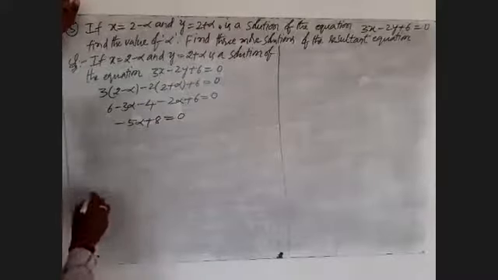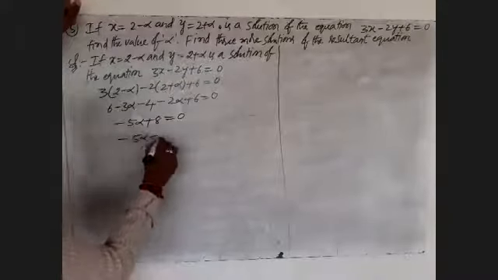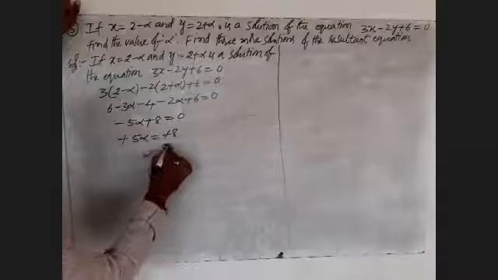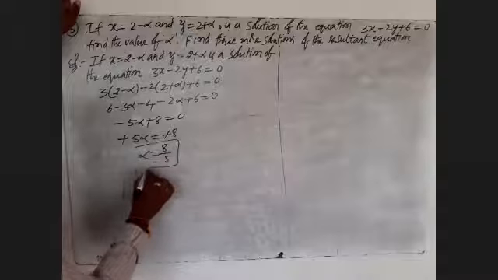That I will write, minus 5 alpha equal to minus 8. Minus and minus will be cancelled. Alpha is equal to 8 by 5. This is the value of alpha.